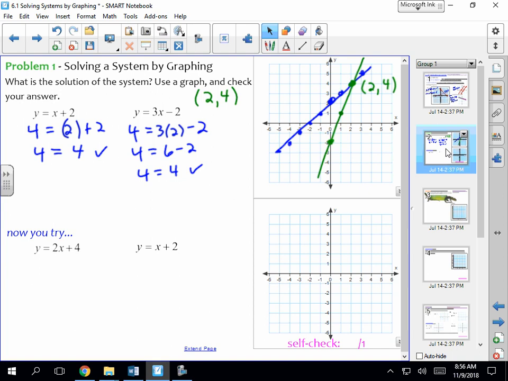Label where it crosses. Put a dot at 4 on the y-axis. So 2, 4. There should be a dot right here at 4. That's the slope. At 4, the slope says go up 2, right 1. So from there you go up 2 and right 1.